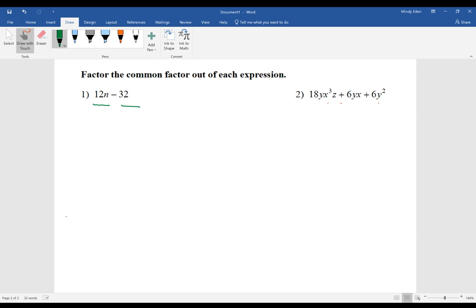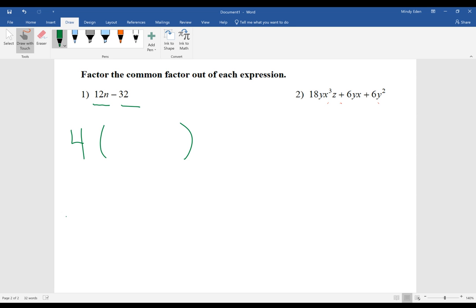So 12 and 32, you want to find the biggest number that divides by both. So I know 2 divides by both. 4 divides by both. 6, nope. And nothing else really goes into 12. So once you try the smallest number, we figured out that 4 is the biggest number that divides by both. So 4 is what I'm going to write on the outside of a parenthesis.